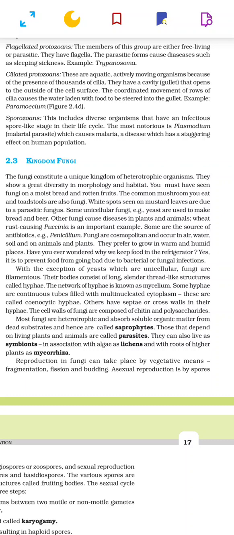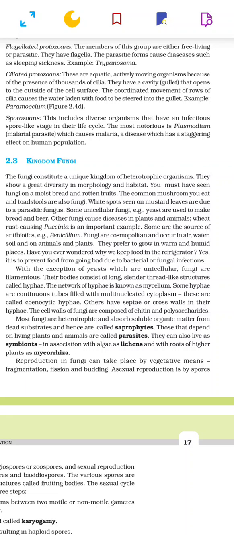Some unicellular fungi, for example yeast, are used to make beer and bread. Other fungi cause disease in plants and animals. For example, Puccinia, which causes wheat rust, is an important example. Some are the source of antibiotics, for example Penicillium. Fungi are cosmopolitan and occur in air, water, soil and on humans, animals and plants. They prefer to grow in warm and humid places.